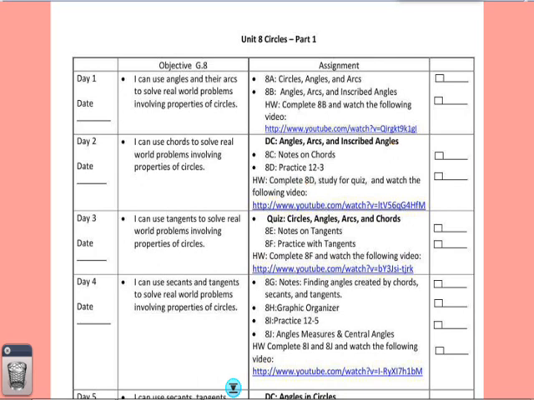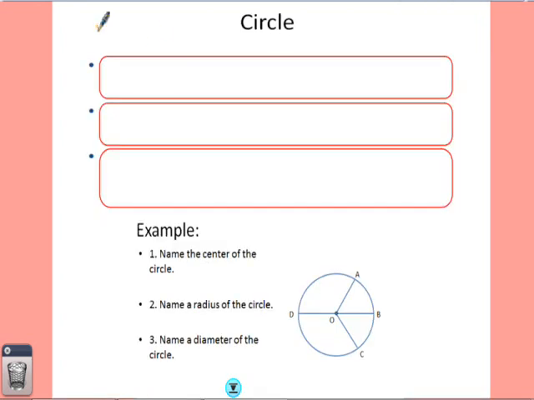Okay, here we go with Unit 8, Circles, Part 1. The Circles unit is a difficult unit, so you're really going to make sure that you stay up with the notes, ask questions, do your homework, do your practice problems, all that kind of stuff. It's a difficult unit, but it's not impossible. Today we're going to do Day 1. We're going to take a look at the notes 8A on circles, angles, and arcs. So, let's take a look.